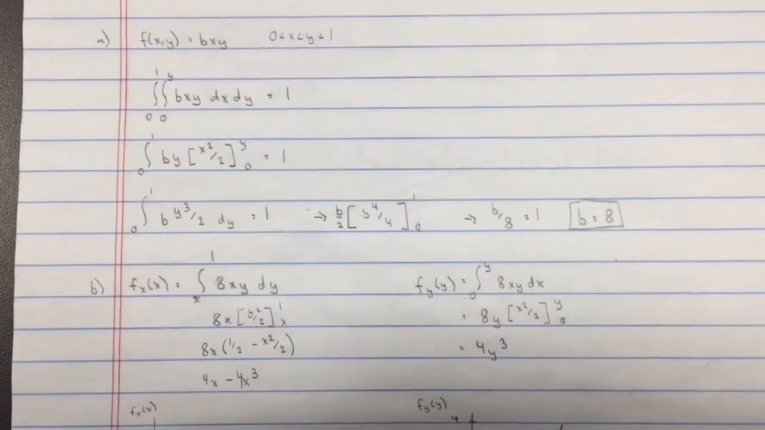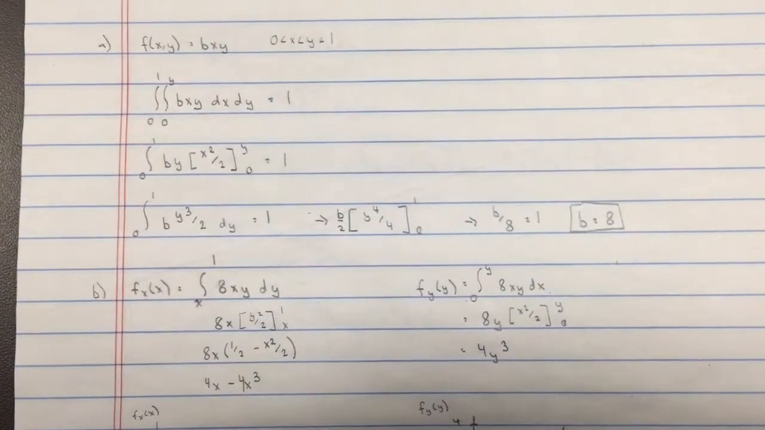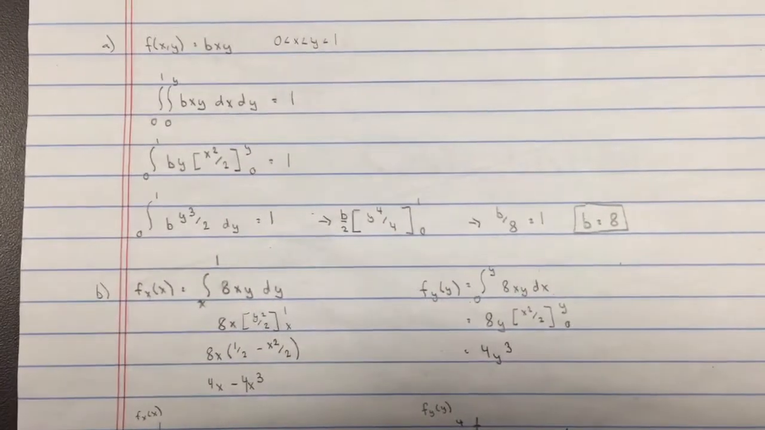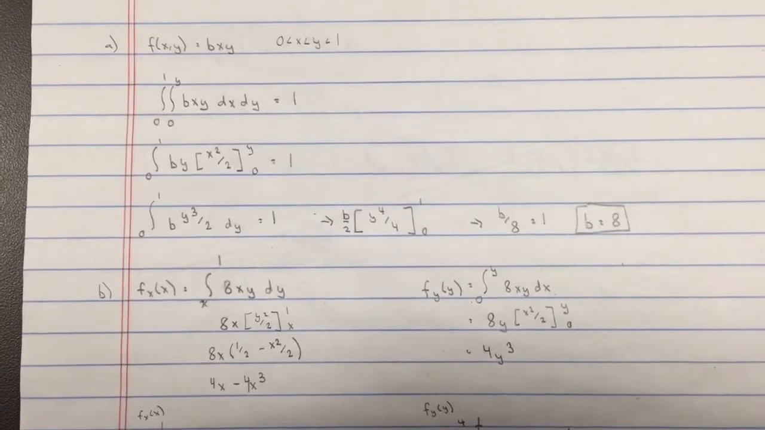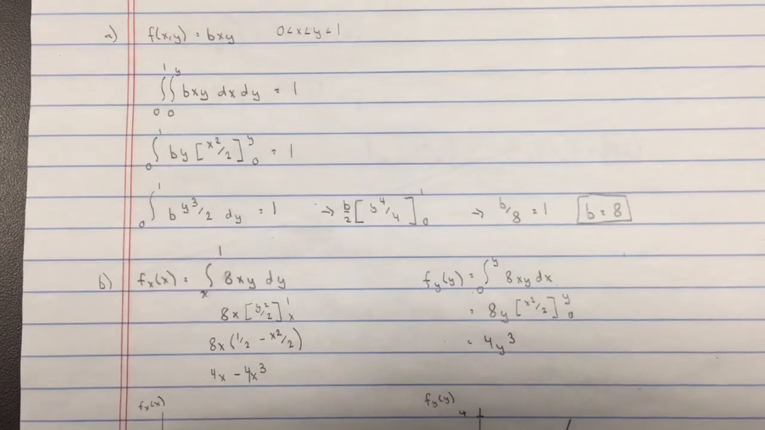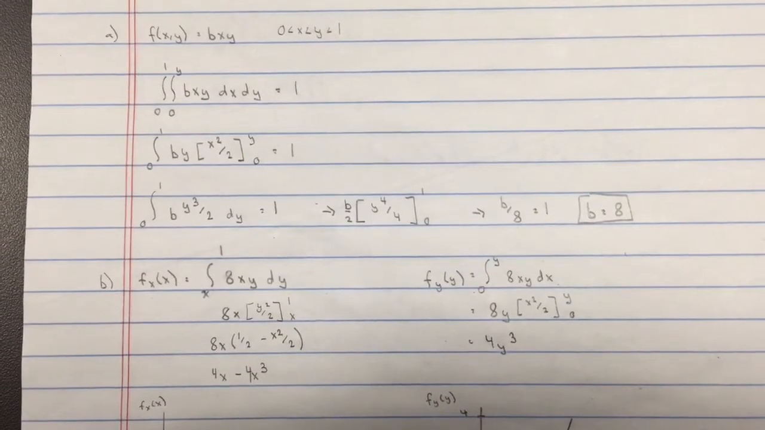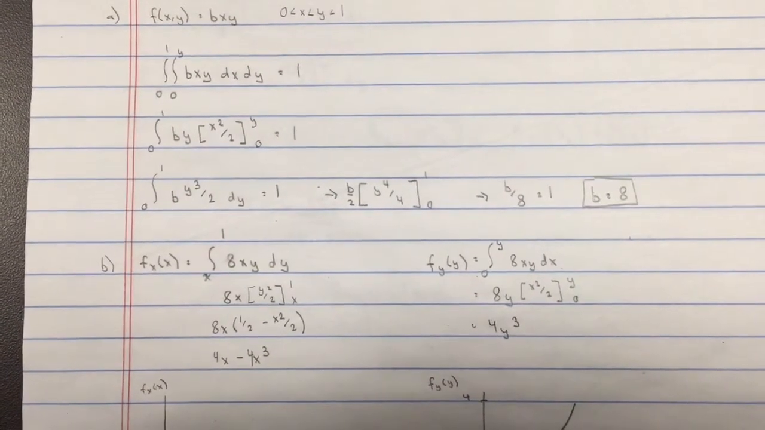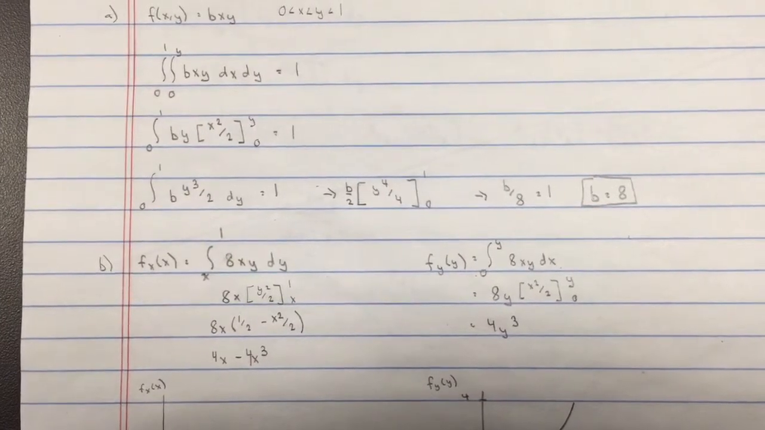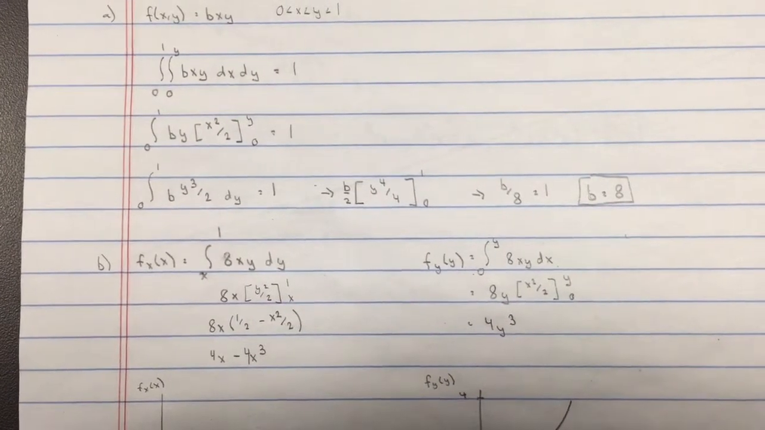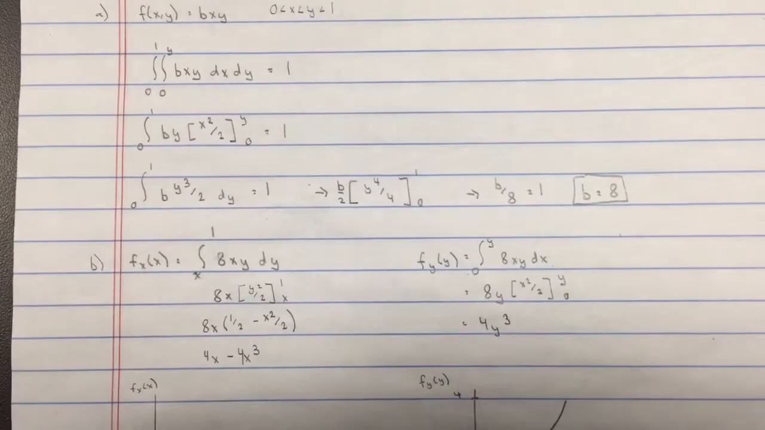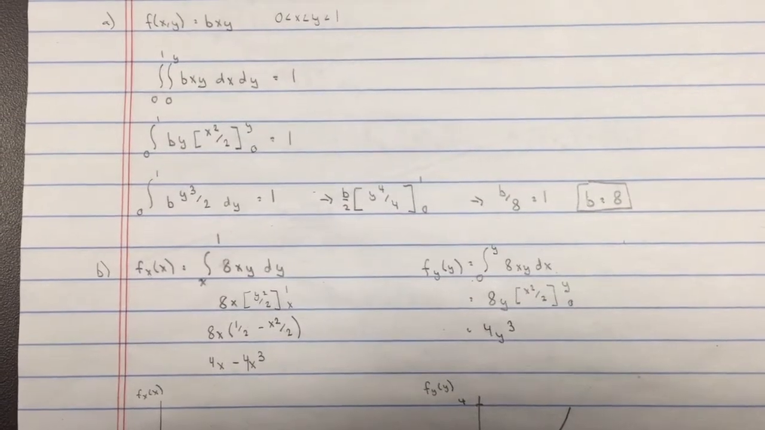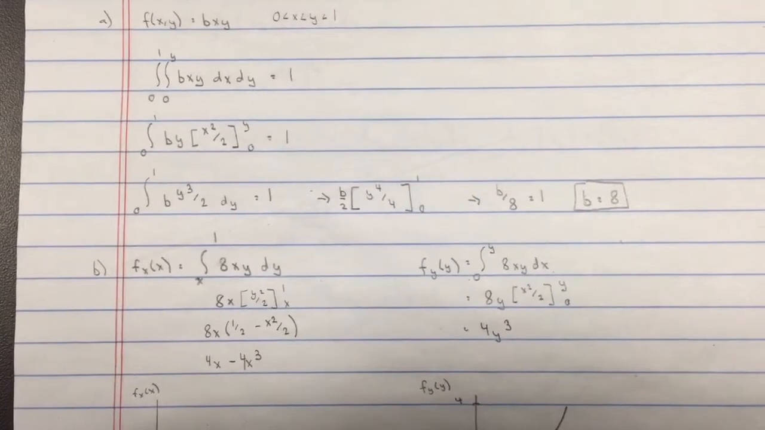When we integrate bxy, b and y can come out since we're integrating first with respect to x. It'll be x squared over 2 from 0 to y, which gives y squared over 2 when you plug in y, and 0 when you plug in 0. So we get b times y cubed over 2 dy from 0 to 1 is equal to 1. We integrate that, get b over 8 equal to 1, and b is equal to 8. So for part A, b is equal to 8.